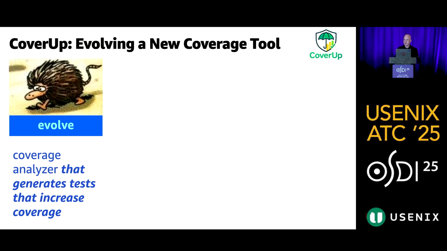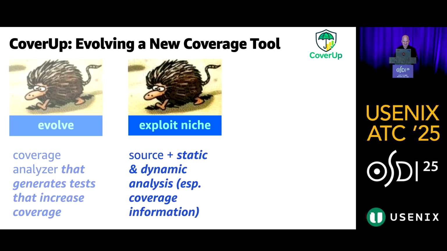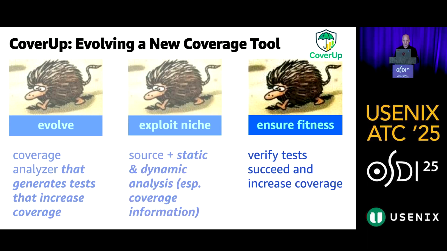So we have a coverage analyzer that actually writes tests for you that increase coverage, eliminating the soul-sucking, creativity-destroying aspect of writing your own damn tests. It exploits a niche. Again, obviously it has the source code, but it can do static analysis of the source code to identify where definitions come from and what uses are of things. And of course, the key piece here is dynamic analysis, which is coverage analysis. What are the lines that actually got executed? And finally, we can ensure the fitness, make sure the test suite is not destroying itself, and it actually increases coverage.